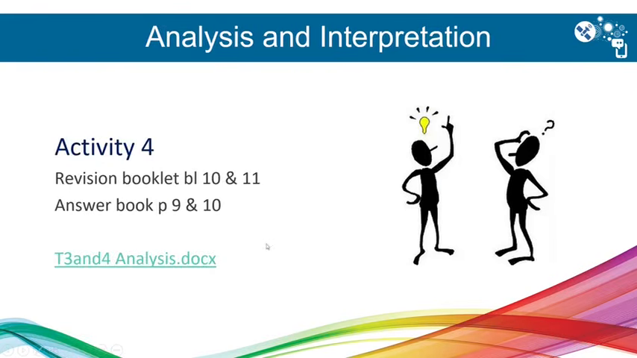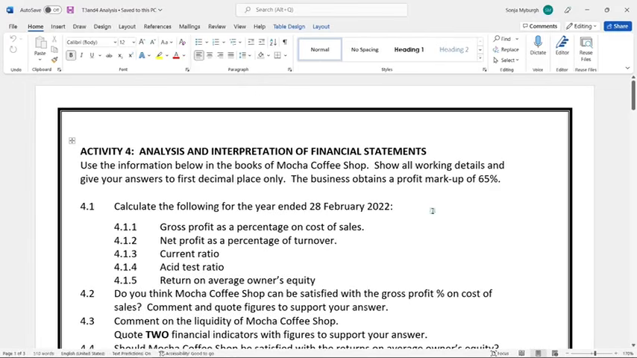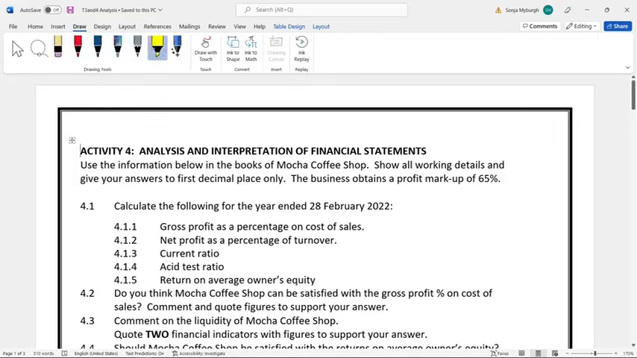Activity 4 in your revision booklet, pages 10 and 11, and in your answer book, pages 9 and 10. Let's see what we can do there. They give us information from the books of Mocha Coffee Shop. Show all working details, always, always, always, and give your answers to the first decimal. And the business obtains a profit markup of 65%. That means they add 65% to their cost price in order to calculate their selling price.